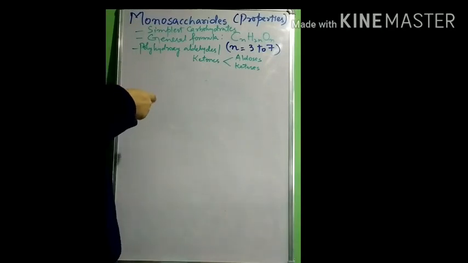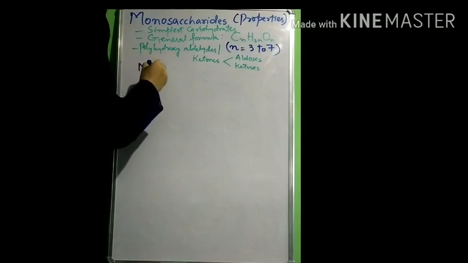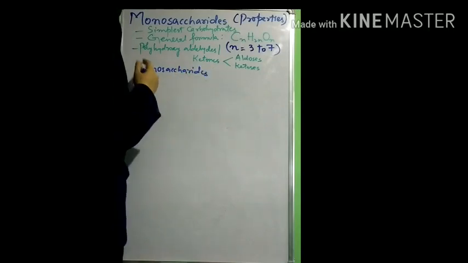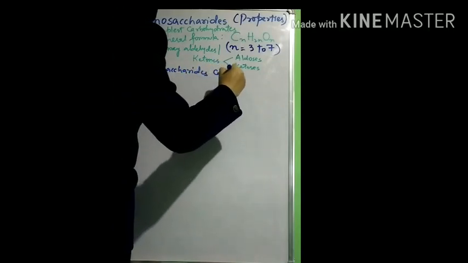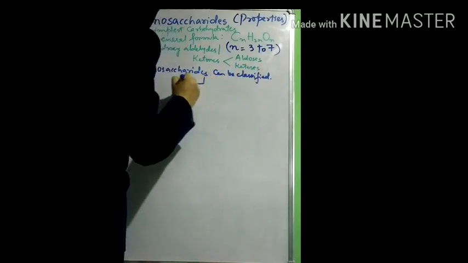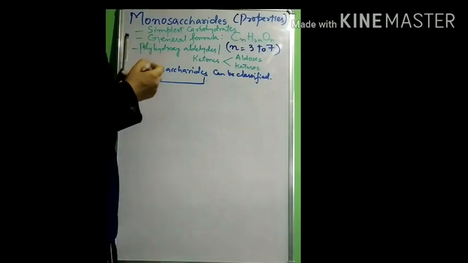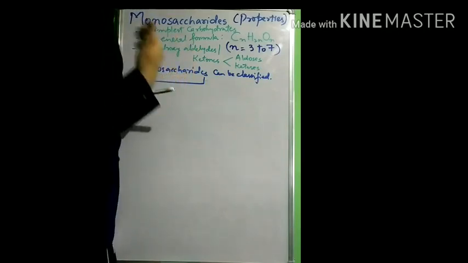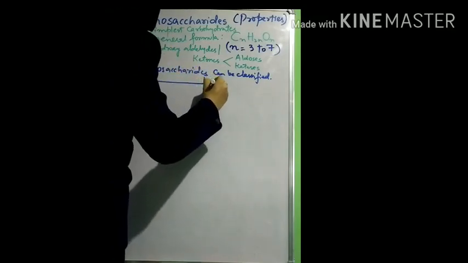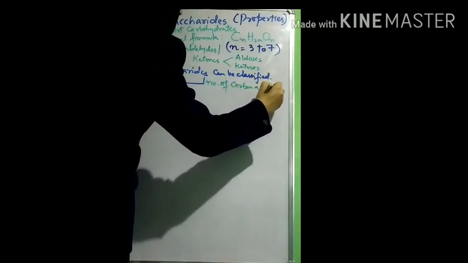Now, you can further classify monosaccharides. I am writing, monosaccharides can be classified as follows. Your question must be: on what basis are we going to classify monosaccharides? We will be classifying them on the basis of the number of carbon atoms present.